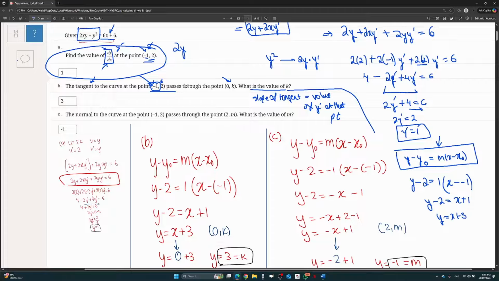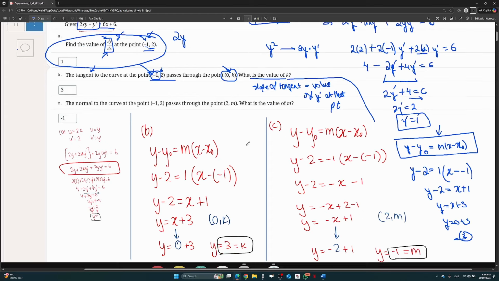So substituting 0 to find k, you're going to get y is equal to 0 plus 3, which is 3. Okay, so basically the answer here will be 3. Now what are they saying? Guys, please don't forget. Always the slope will just be the value of y prime, the value of dy by dx at that point. Okay? This is old material. And I'm recording.